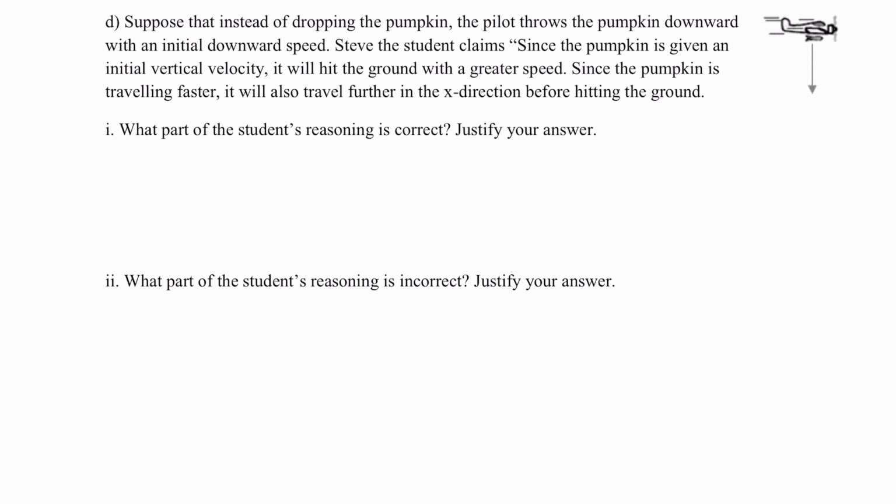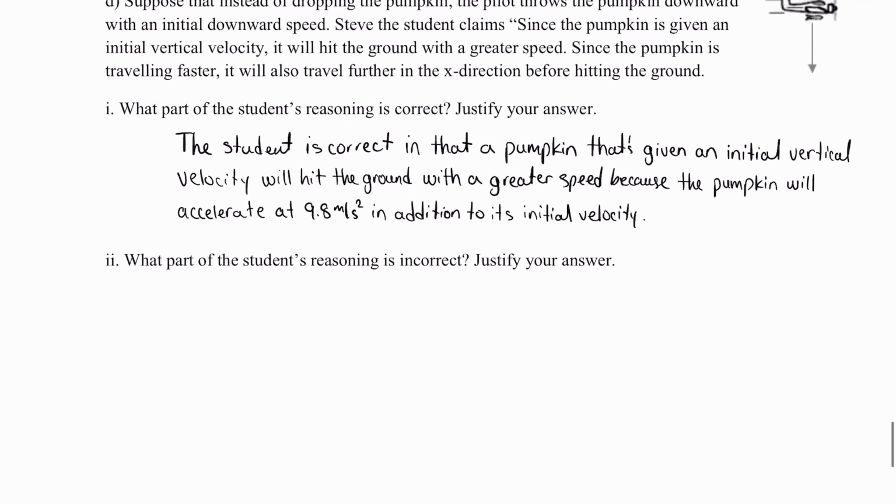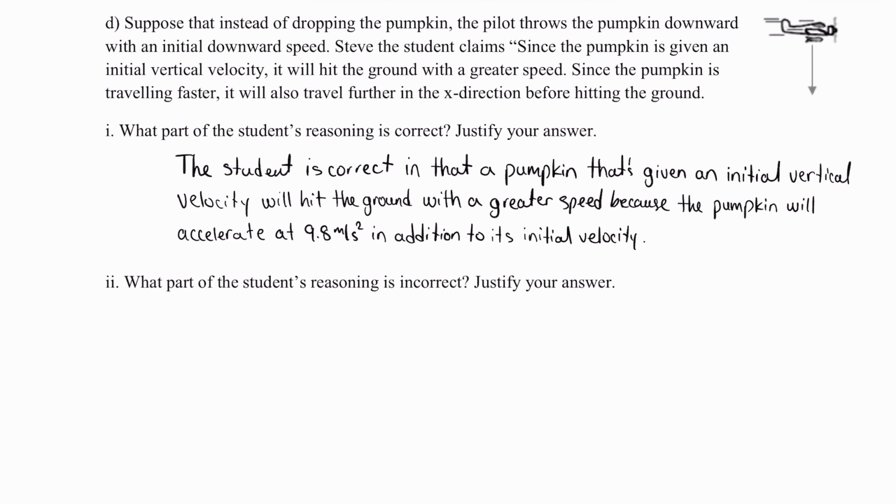So for part 1, this would be a sample answer. The student is correct in that a pumpkin that's given an initial vertical velocity will hit the ground with a greater speed because the pumpkin will accelerate at 9.8 meters per second squared on top of its initial velocity. In the last part, what part of the student's reasoning is incorrect? An example response would be, the student is incorrect in that the pumpkin will travel further in the x direction. Given an initial vertical velocity, the pumpkin's time of flight would decrease. Therefore, the horizontal range also decreases.